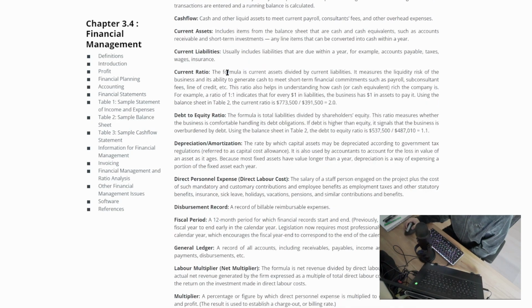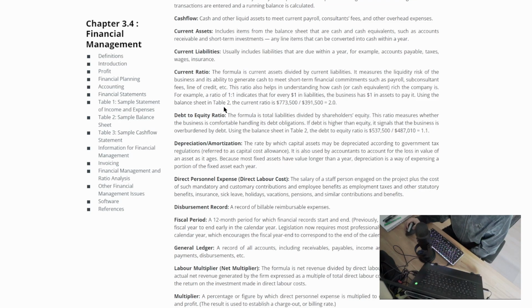Current ratio. The formula is current assets divided by current liabilities. It measures the liquidity risk of the business and its ability to generate cash to meet short-term financial commitments such as payroll, sub-consultant fees, line of credit, etc. This ratio also helps in understanding how cash or cash equivalent rich the company is. For example, a ratio of 1 to 1 indicates that for every $1 in liabilities, the business has $1 in assets to pay it.